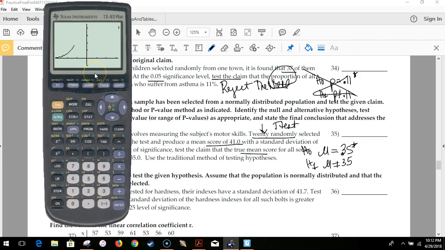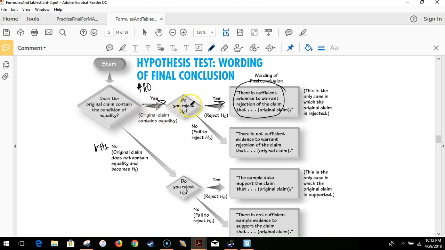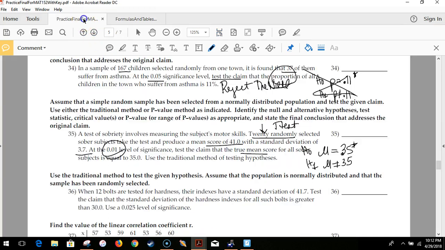T-test and t-intervals take much longer to draw and calculate, but I believe this was another 0. Yep, p is 0. That's less than 0.01. So I got another reject the null. And I'm going to follow the same format, right? So reject the null, yes, because my claim was the equality, and I rejected it. So again, there's sufficient evidence to warrant the rejection of the claim. On the real test, do not assume that because we did reject the null that it's got to be reject the null over here.